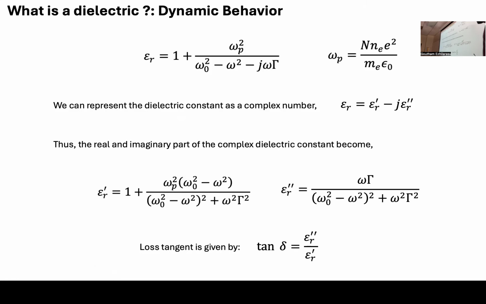Is there a reason why we use one apostrophe and two apostrophes? That's just notation.